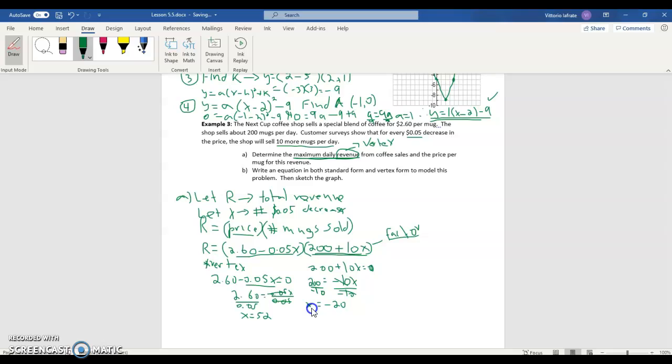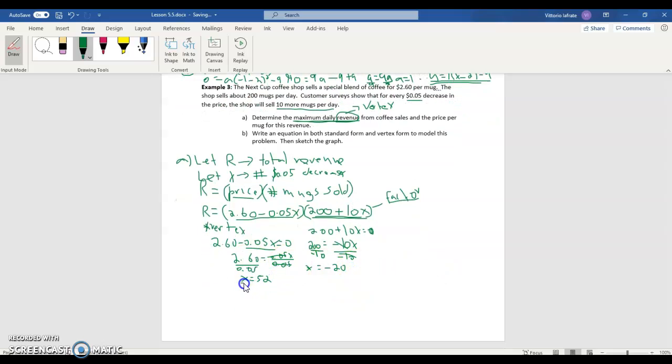Now that we have both of these zeros, we can go ahead and find our vertex by finding the axis of symmetry and then finding the k. Before we do that though, what do these zeros actually mean? Well, those zeros are essentially our break-even points. It's the point where we're not going to make any money, we're not going to lose any money. Those are our break-even points. So if we sell 52 mugs, we're not making, we're not losing.